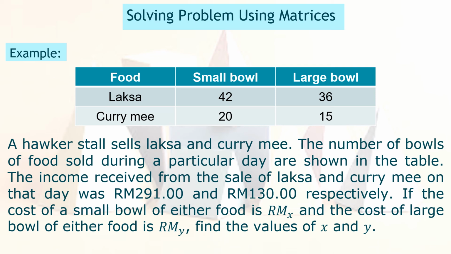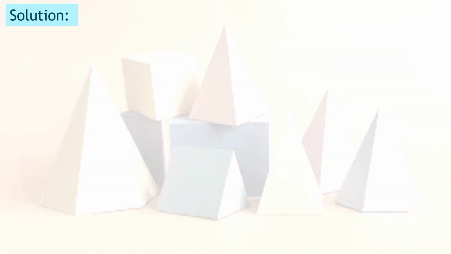The income received from the sale of laksa and curry on that day was 291 Malaysian ringgit and 130 Malaysian ringgit, respectively. If the cost of a small bowl of either food is Malaysian ringgit X, and the cost of a large bowl of either food is Malaysian ringgit Y, let us find the values of X and Y. So let us have the solution for the problem.